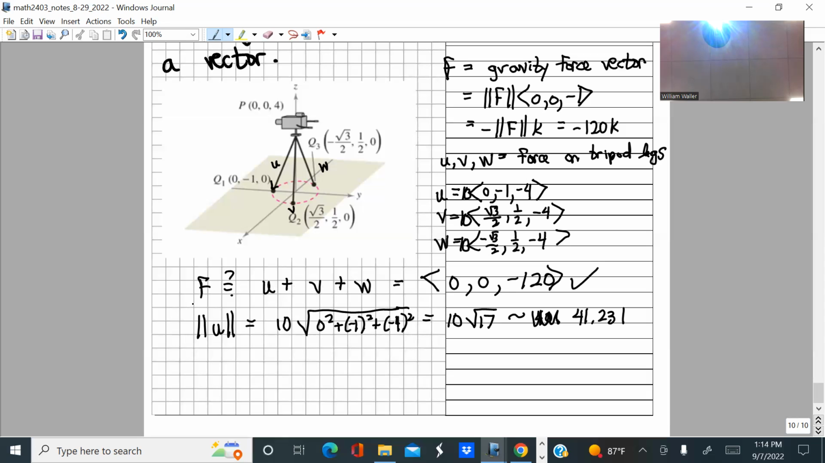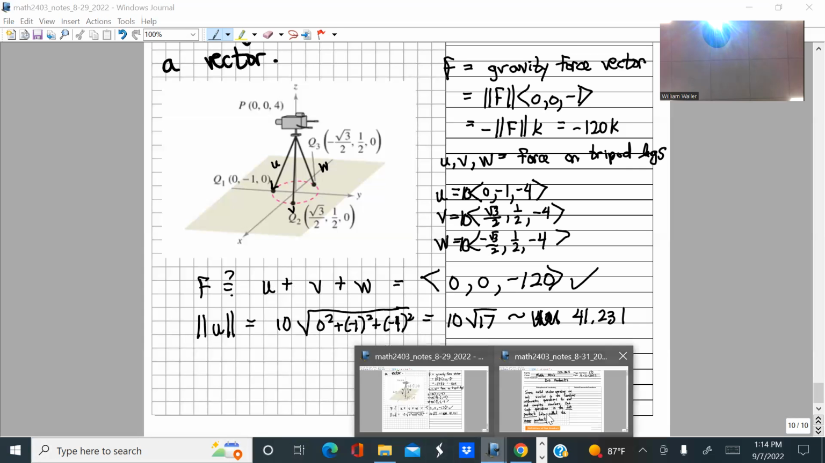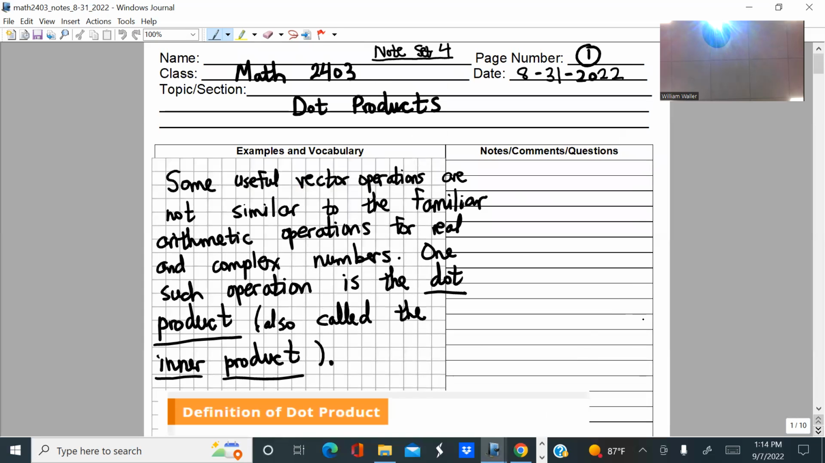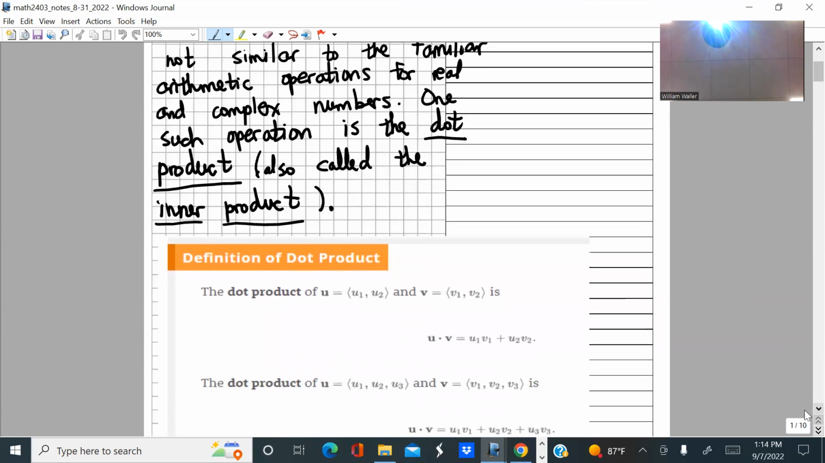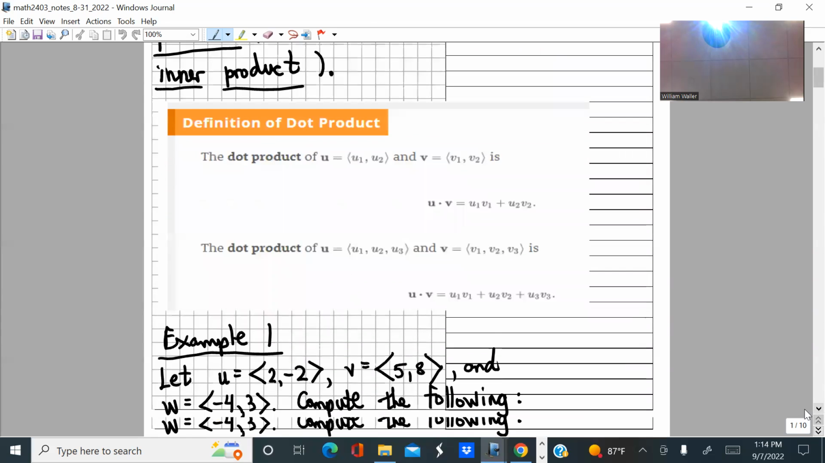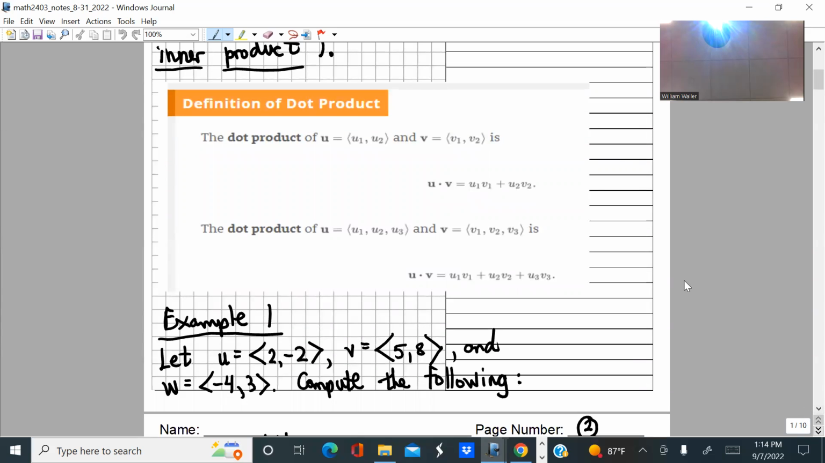All right. Now look, the next operation. We've got 2 minutes here, so let me just introduce what's coming up. As I mentioned, some vector operations are not similar to familiar arithmetic operations. One of those, but a very easy operation, is called the dot product, also called the inner product. Here's how you compute the dot product of two vectors. It's really easy. You multiply the components and then just add those products together.